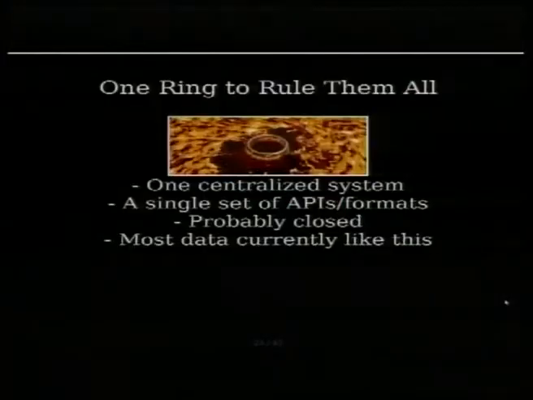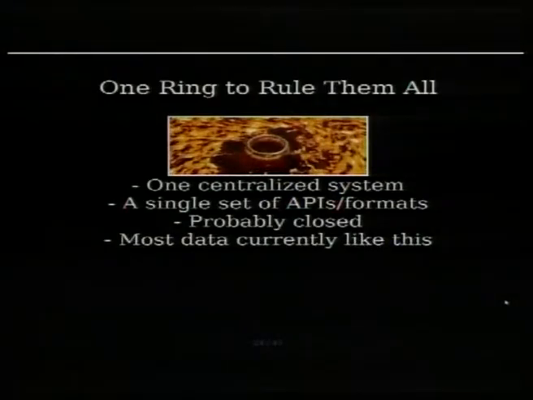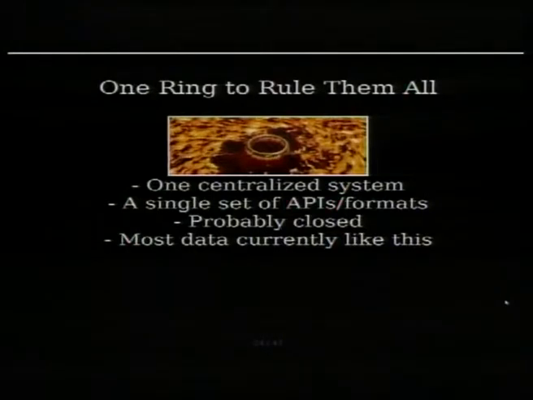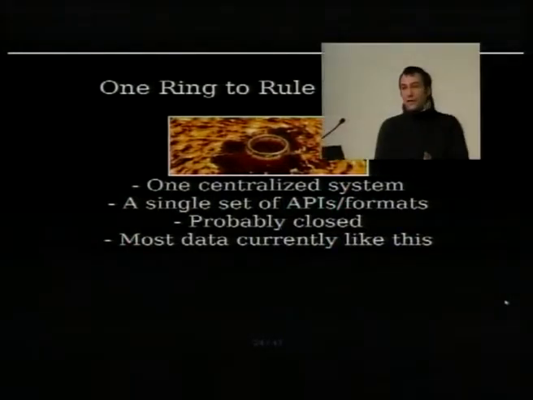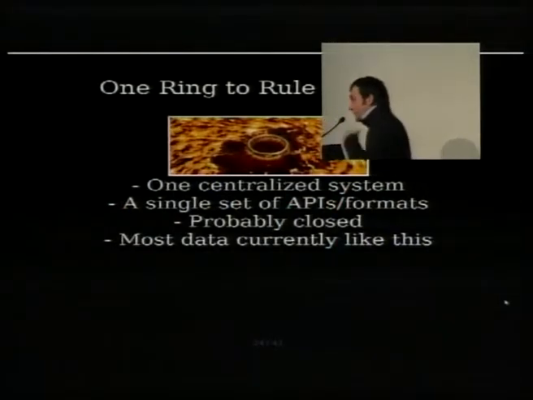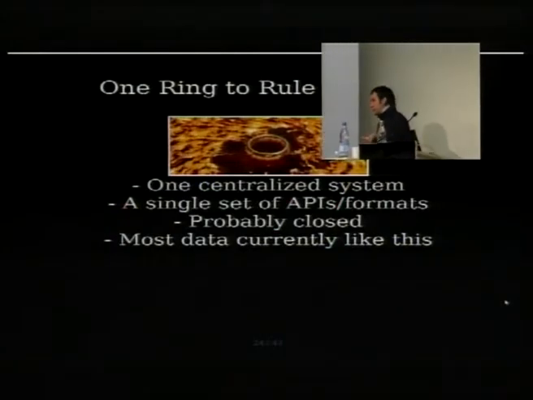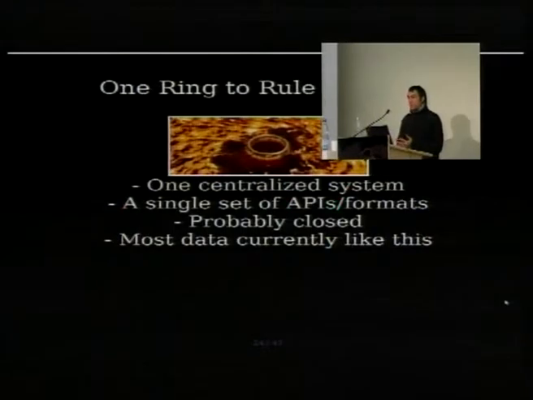So there are two different models about how you can do this, and I think this is really important. One is kind of one ring to rule them all. You have one centralized system, and we don't want to speak names, but let's say Microsoft or Google. All the data will end up in their system, or all of the code ends up in their system, and they make sure it works, and they give you the APIs, and they give you the formats. And it's probably closed, and most data is currently like this.